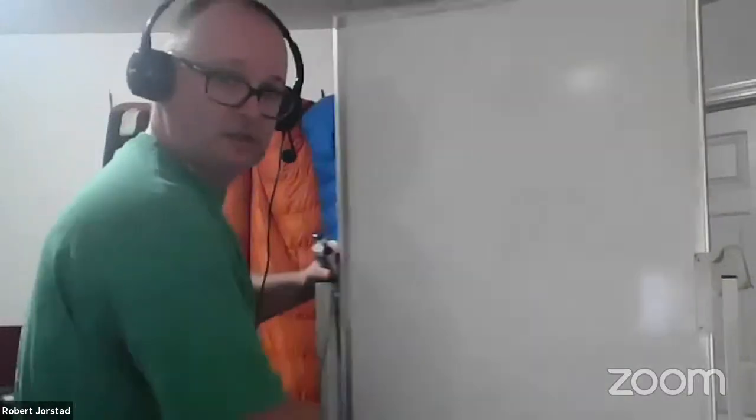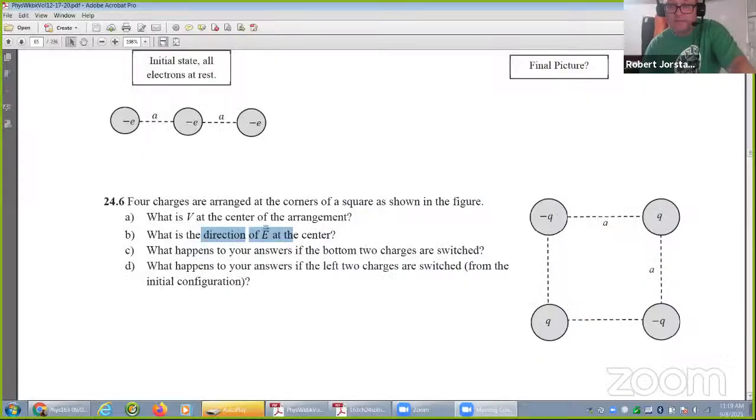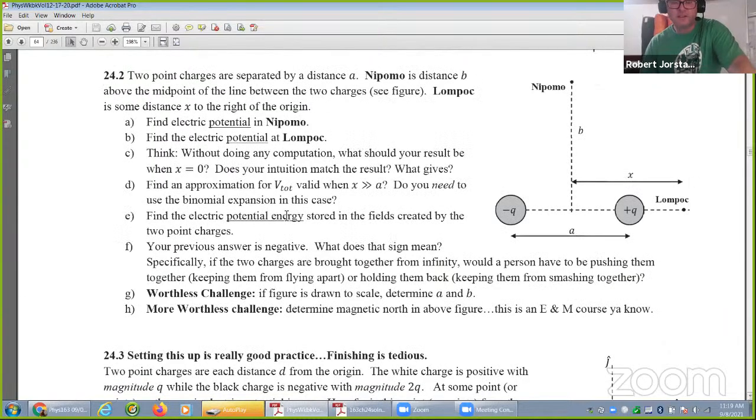All right, cool. So now let's take a look at 24.2 really quick, okay? And I'll get a screen share going. So let's look at 24.2, all right? So we've got some point charges near Nipomo and Lompoc. Yeah, boy. All right. Where did I put my markers? Oh my gosh, they were just in my hand. Here they are. All right.